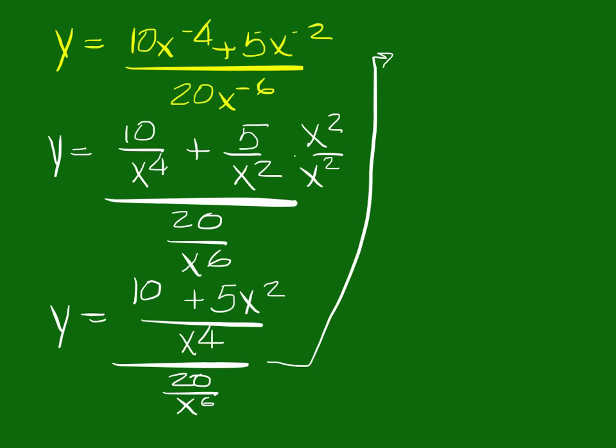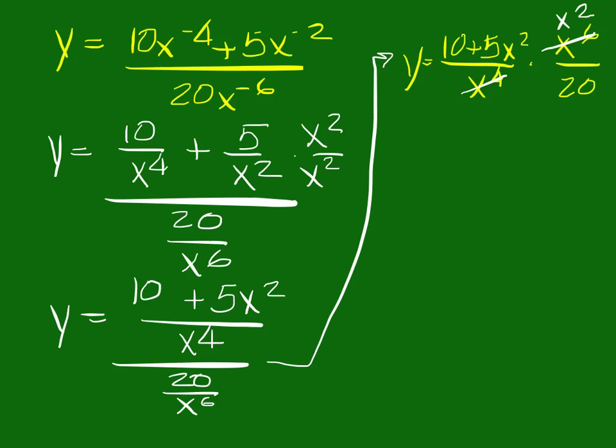Now, up here in a different color, we can have, not enough room. I doubt it, but I'll try. 10 plus 5x squared over x to the fourth, and then times x to the sixth over 20. And from there we can cancel out to have an x to the second on the top. So we multiply across to get 10x to the second plus 5x to the fourth over 20. And that should be a y equals there.